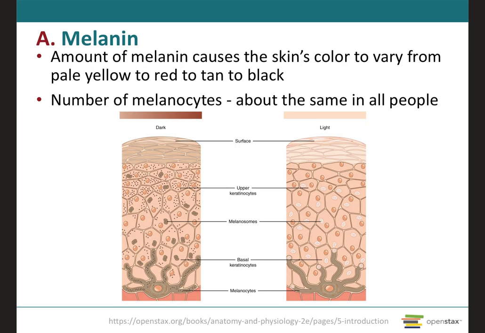Melanin is the group of pigments primarily responsible for skin, hair, and eye color. The amount of melanin causes the skin's color to vary from pale yellow to reddish brown to black. The difference between the two forms of melanin, which are pheomelanin, that goes from yellow to red, and eumelanin, that goes from brown to black, is most apparent in the hair.